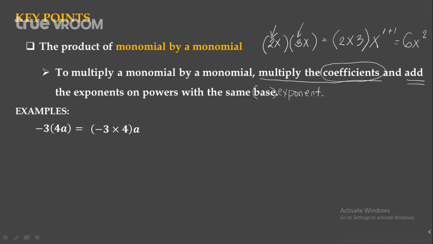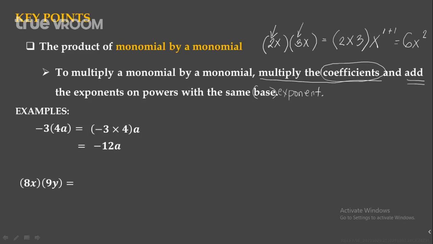All right, what is negative 3 times 4? Negative 12. Okay, so that is negative 12a. That is example 1. Another example, we have 8x times 9y.